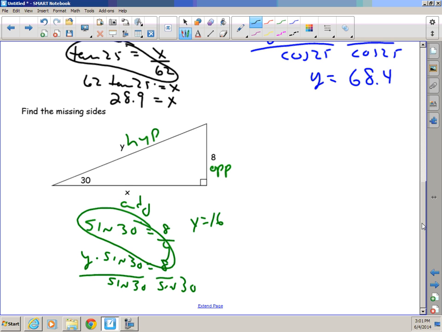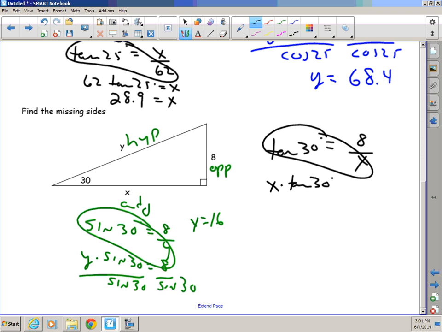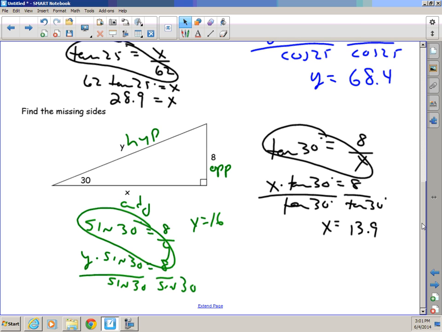And then finally, we're going to use tangent. You actually could use cosine also since 16 works out evenly. But tangent of 30 is opposite over adjacent. Cross multiply. x tan of 30 equals 8. Divide. And x is 13.9.